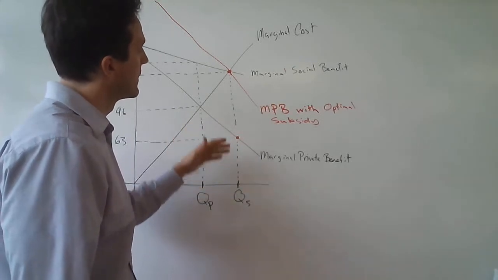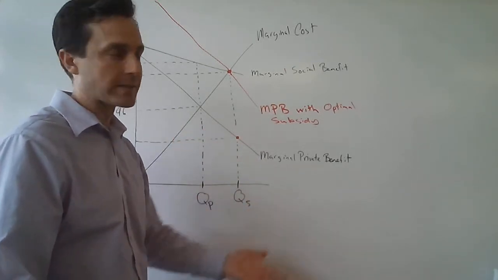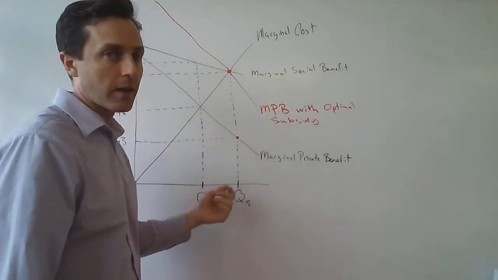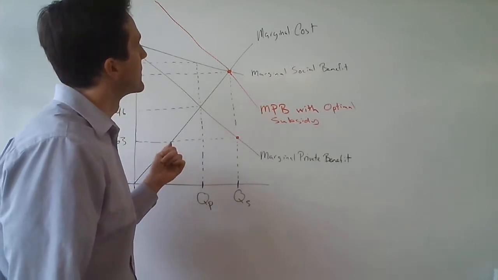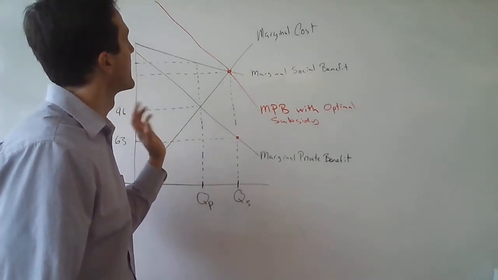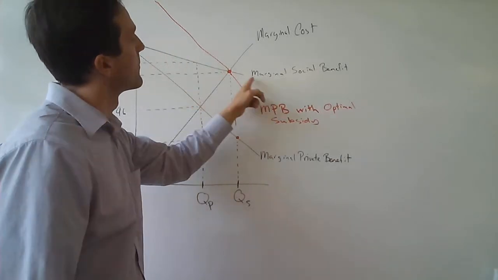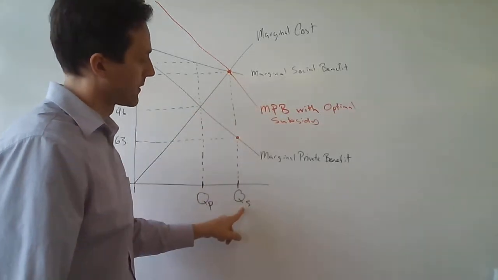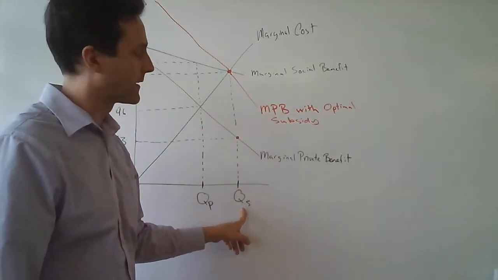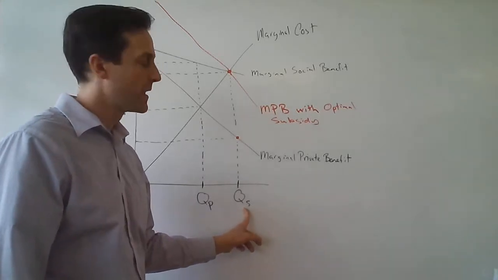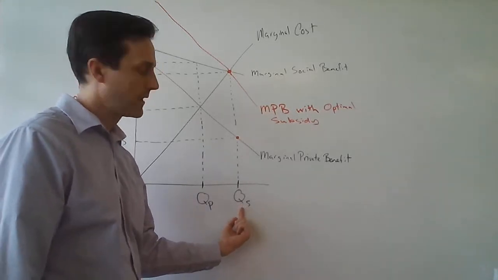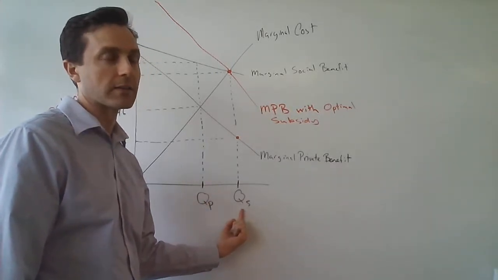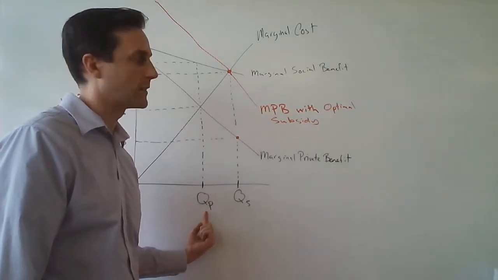When somebody consumes this, there are benefits to the rest of society. And so the optimal quantity of this good for society is where the marginal social benefit meets the marginal cost. If you look at this point, the socially optimal level is here, Q sub S, and the privately optimal quantity is here, Q sub P. So the socially optimal quantity is greater than the privately optimal quantity.